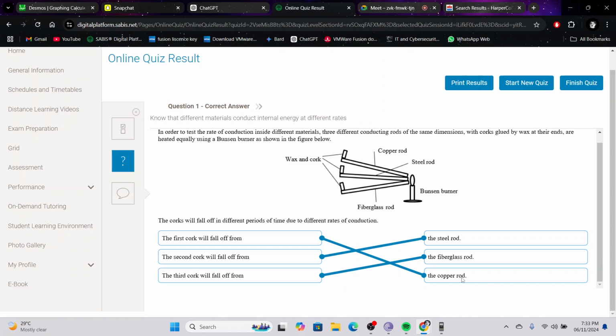Now, obviously, you should know that copper is the most conductive because you use it in wires for its conductivity, and it's just an overall very conductive material. So you put that first. The fiberglass rod's cork will fall off last because it's the insulator. Steel is a conductor, so obviously it's going to go second, and the fiberglass is the insulator, and it's going to absorb the heat and keep it, so it will melt last. So you match it to the third one.